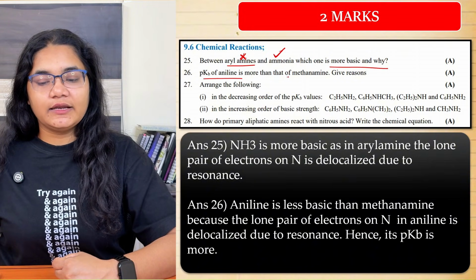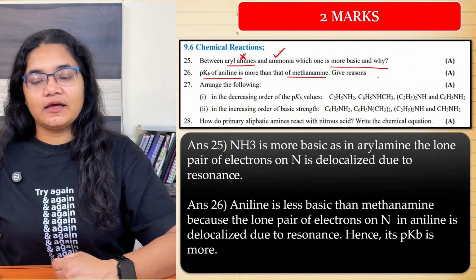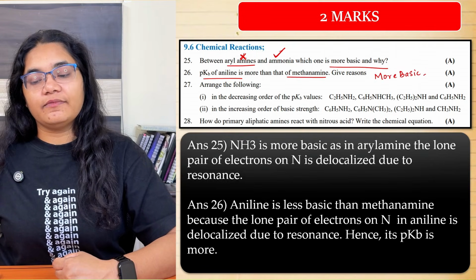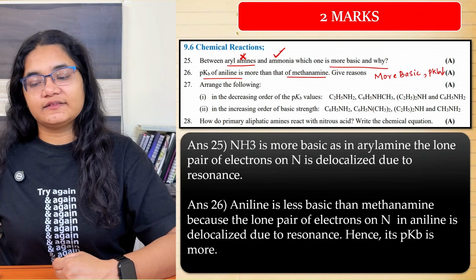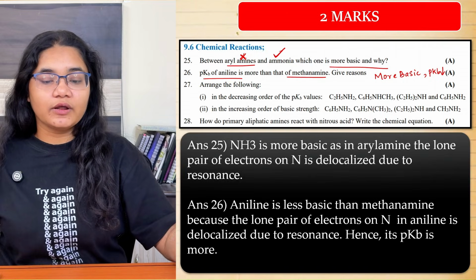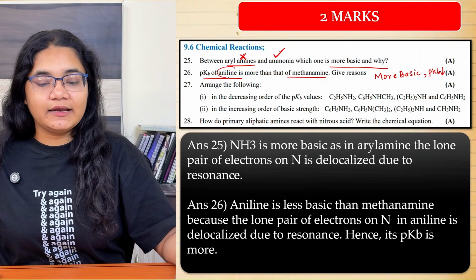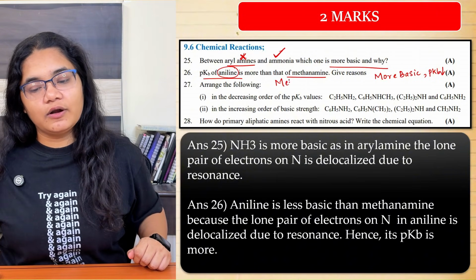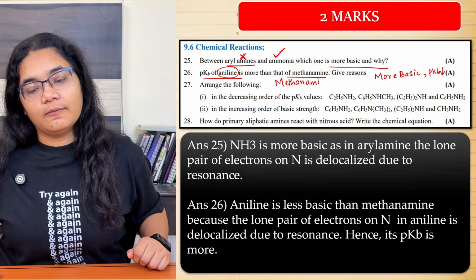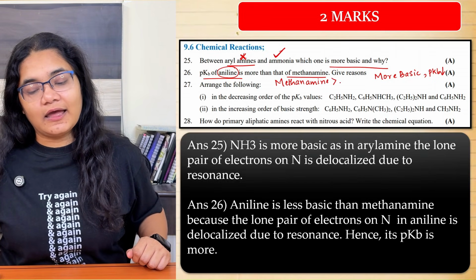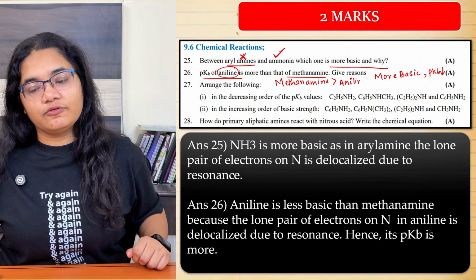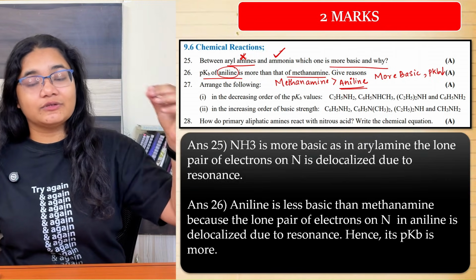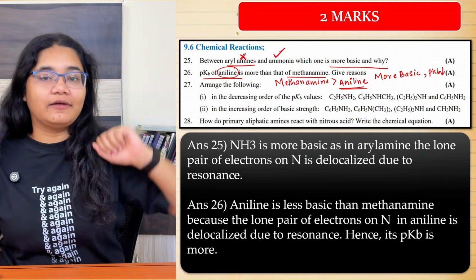Next, the pKb of aniline is more than that of methanamine. Now see here, if something is a strong base or more basic, then the pKb will be less, and less basic means the pKb will be more. The pKb of aniline is more than methanamine, so that means methanamine is more basic than aniline. I think all of you can guess the reason for this. Again, in aniline, the lone pair of electrons is delocalized and involved in resonance.